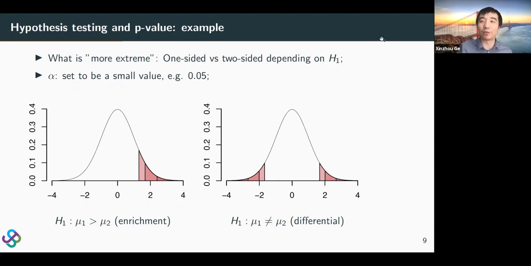Do we have any questions about the hypothesis testing or p-value framework?